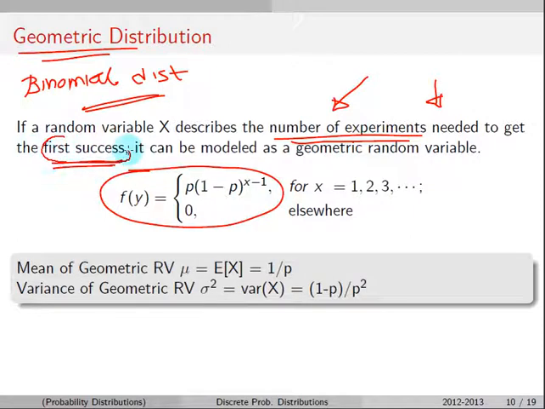Really, the first event that you are interested in as a modeler. And that can be written as f of x is p times (1 minus p) raised to x minus 1, where x equals 1, 2, or 3, and 0 elsewhere. Once again, these are discrete probability distributions, and they do not take values at every point. They only take values at discrete time points. The mean of a geometric random variable is 1 over p, and the variance of a geometric random variable is (1 minus p) divided by p squared.